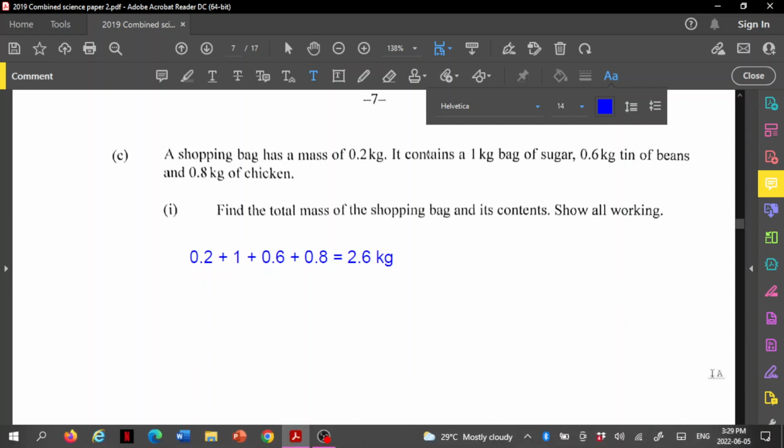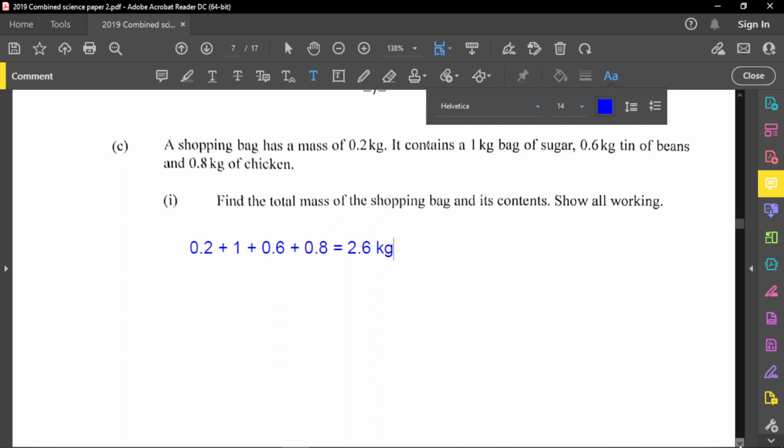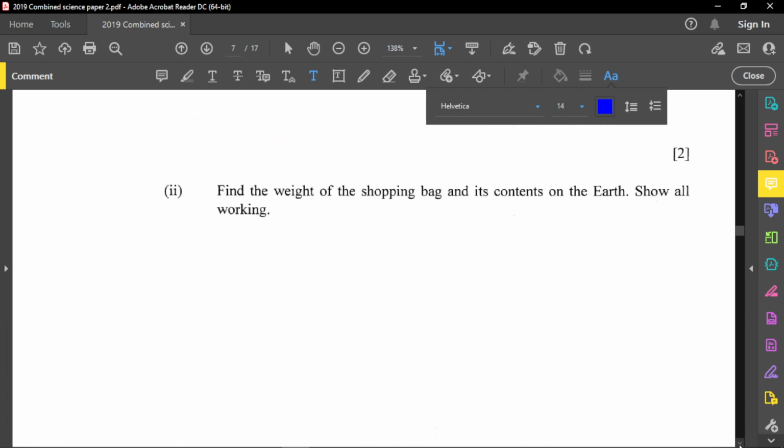All right. Next question here now. It says find the weight of the shopping bag and its contents on the Earth. Show all working. So remember the formula for weight. Weight is equal to mass times gravity, right? I'm going to say weight is equal to mg, which is mass times gravity. And weight is also a force, just to remind you that weight is a force.